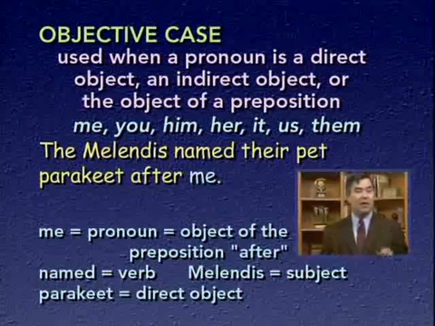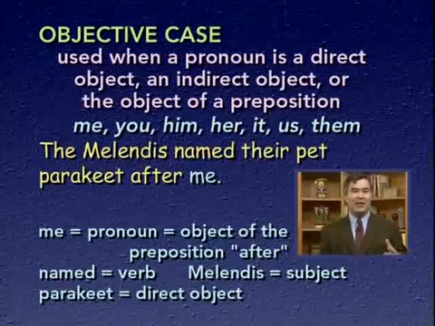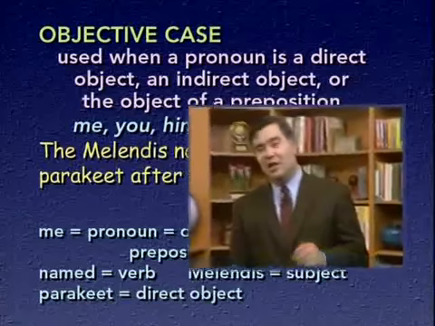And because the pronoun is being used as the object of a preposition, it should be in the objective case, as it is. So these 3 sentences illustrate the 3 different ways that an objective case pronoun ought to be used: as the direct object of the verb, the indirect object of the verb, or the object of a preposition.